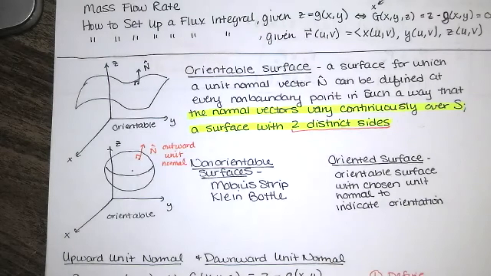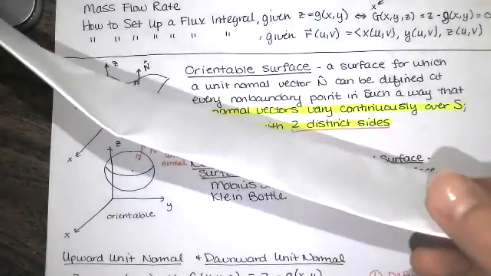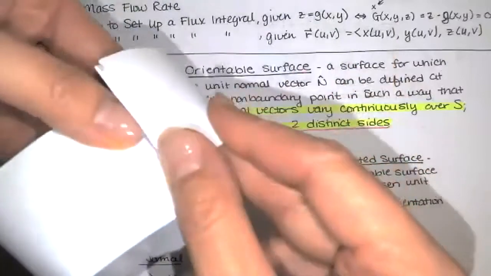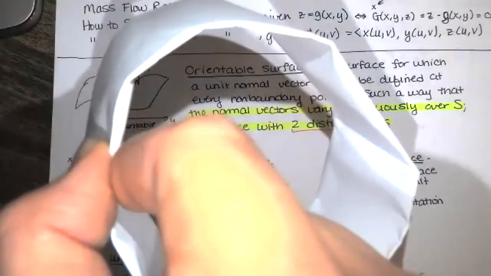Now, I can make an orientable surface out of a strip of paper like this. So this is just a strip of paper. If I just join those two ends, this is an orientable surface. It has a distinct side over here and then a distinct side over here. So this is orientable.